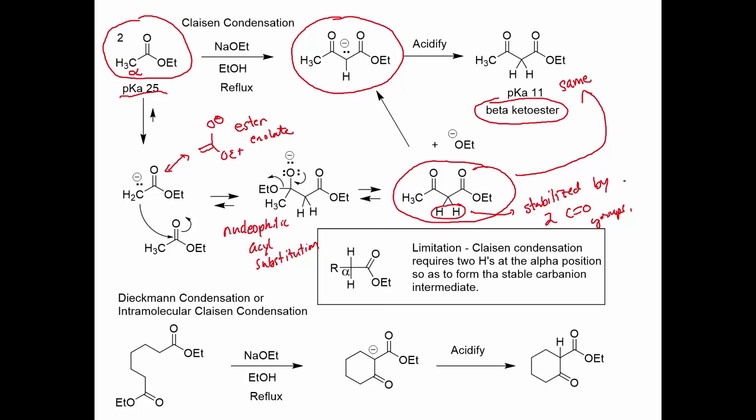And notice that I drew all the arrows here in the mechanism as equilibrium arrows except the last one. This last step is really the thermodynamic driving force for the Claisen condensation. If you can't form this stable carbanion, the Claisen condensation typically doesn't go. And we'll see some consequences of that in a few of the examples. Because we have to form the anion, one of the limitations here is that at the alpha position of the ester, you have to have two hydrogens, because we're removing one right here, and we're removing a second one right there.